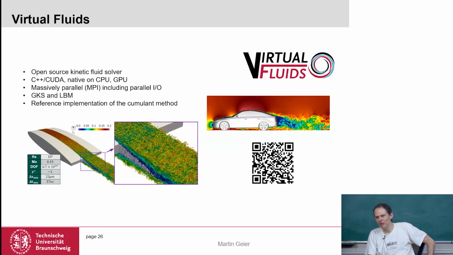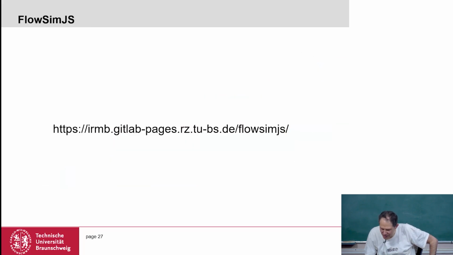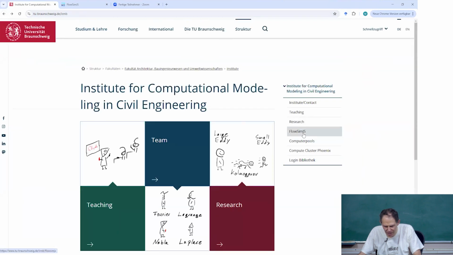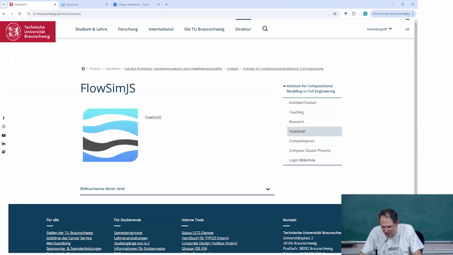It is more for scientific reasons that your work has to be reproducible. Therefore, your code must be open. And so this is the motivation to make everybody use our code. Now, as potentially the very last thing, I would encourage you to use this demonstrator. My institute is called IRMB. This is the institute website. On our institute website, we have a link to a simulation demonstrator that's called FlowSim.js.